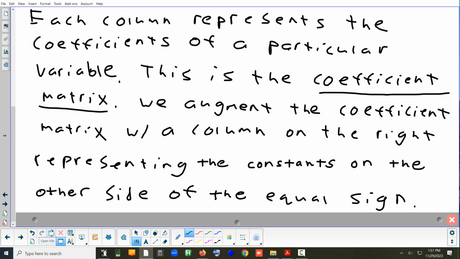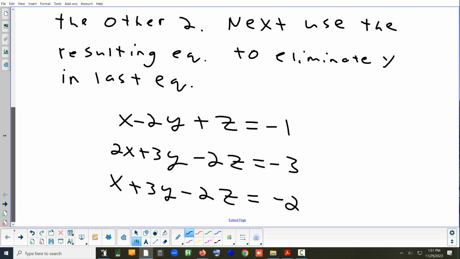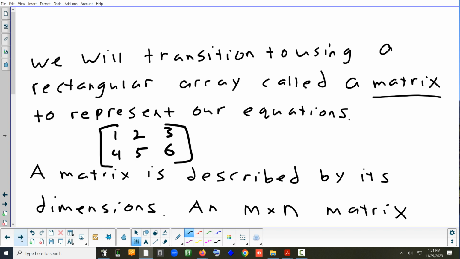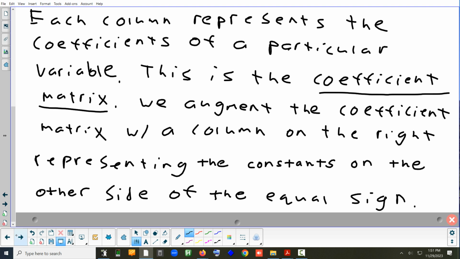The numbers on the other side are always going to be constants. There won't be any letters on the right-hand side. Just like this. Negative 1, negative 3, negative 2. All constants. Okay, and all the work that we do is going to be done in the matrix. That's how it's going to work. So I'm going to show you how you do it.